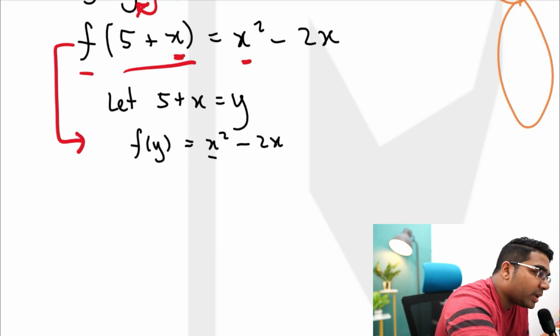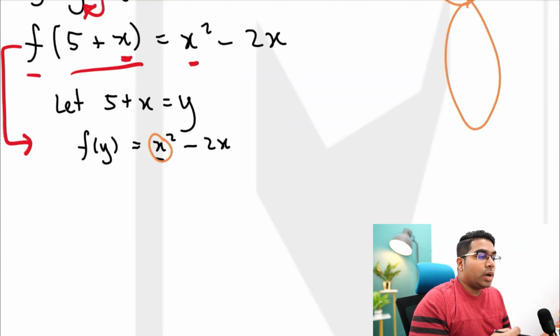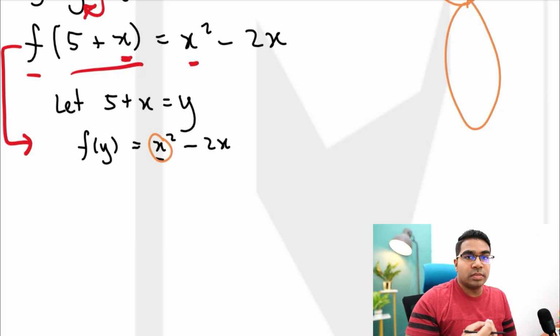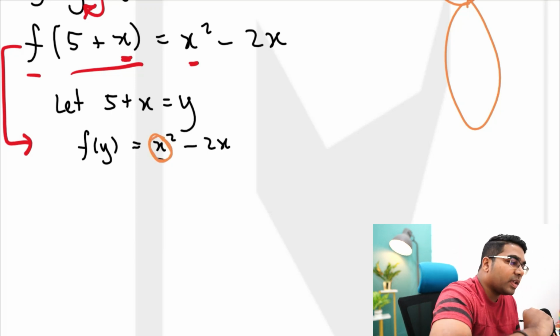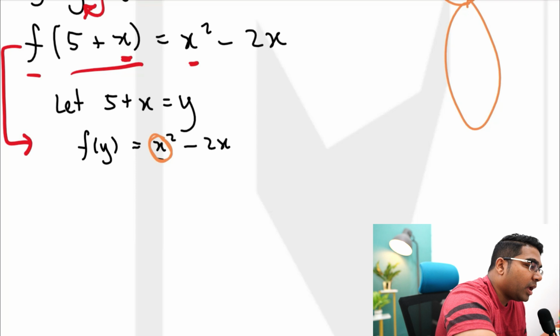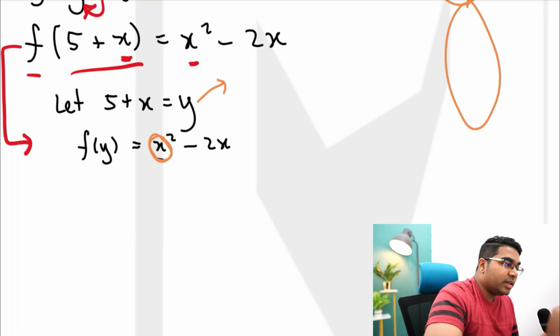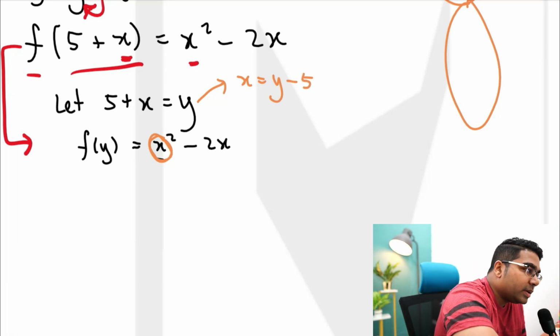Remember, x is the domain of the function g. What we want to do is express f of y in terms of y, in terms of its own domain. So wherever we have x, we substitute it in terms of y. That means we have to find x in terms of y. From here, we can say that x is actually equal to y minus 5. And so now we can define it in terms of y.